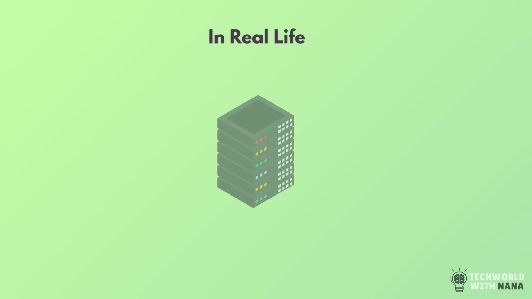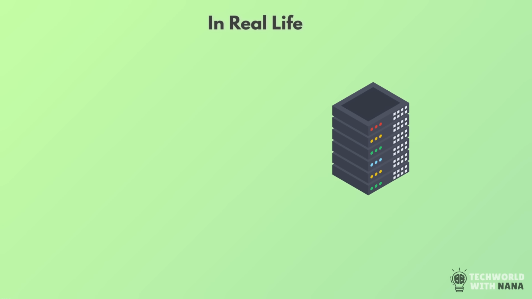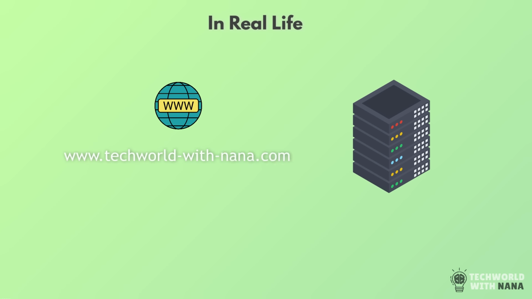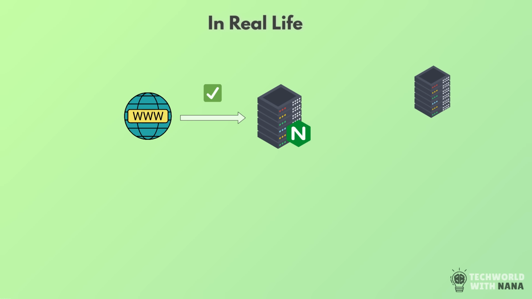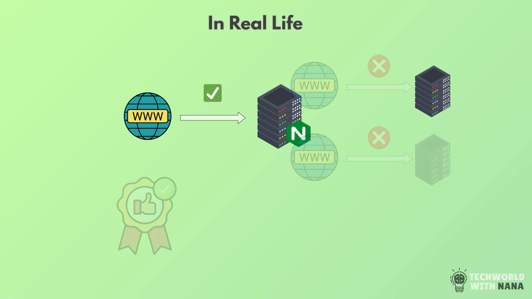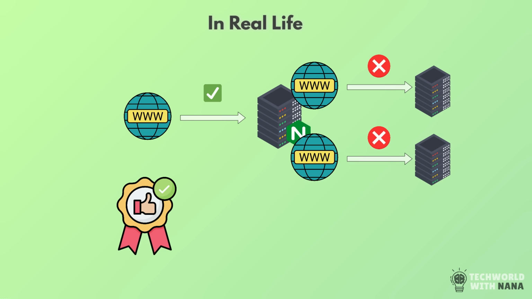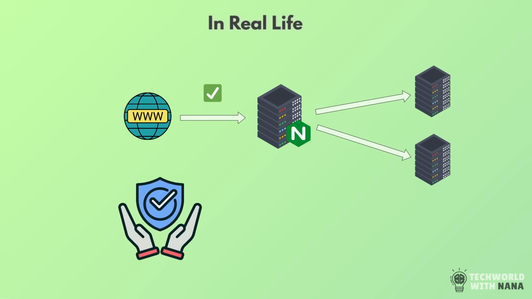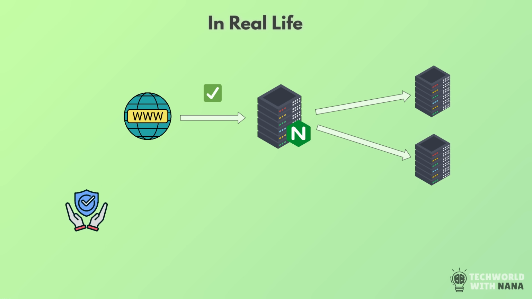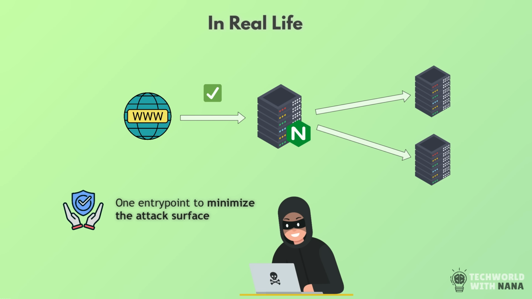So as I said, in a real life scenario on a server, which is accessible on a domain address like techworldwithnana.com, for example, you will have the port open where Nginx is running, and all the actual backend servers will never be exposed directly to client requests. That's how it should work. They should only be accessible by Nginx itself. Because, as I said, this is more secure. We only want to have one entry point, so we minimize the attack surface of our application.